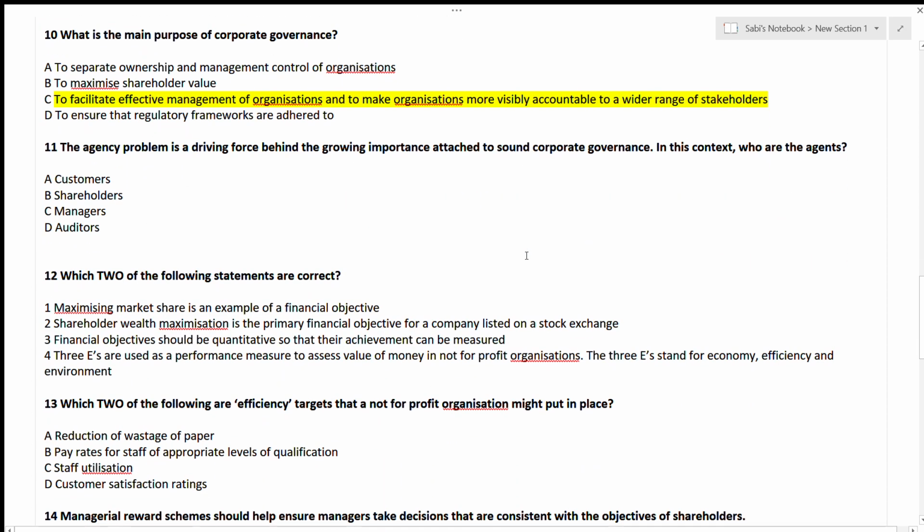Now let's read 11. So 11 is, the agency problem is a driving force behind the growing importance attached to sound corporate governance. In this context, who are the agents? Customer, shareholder, manager, auditor. It is manager. Right?